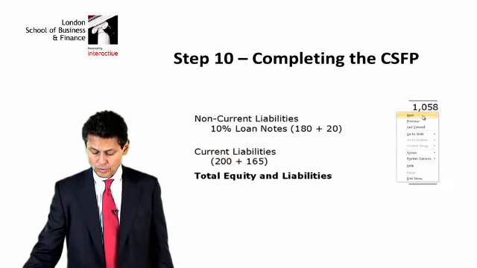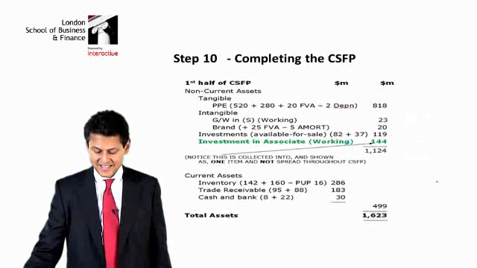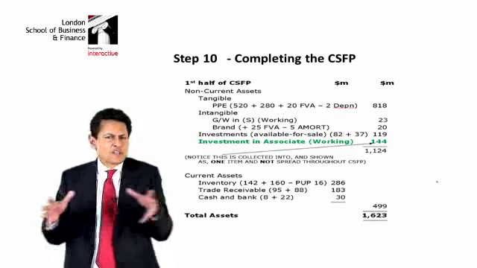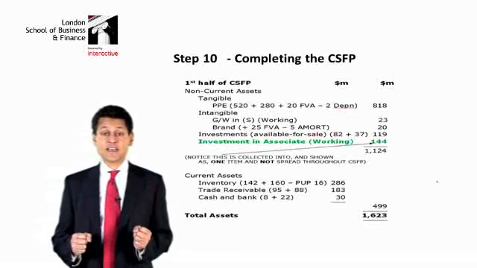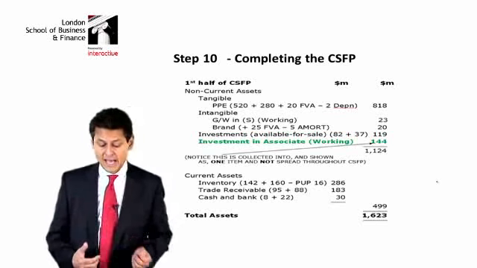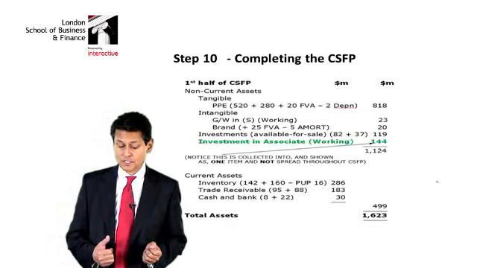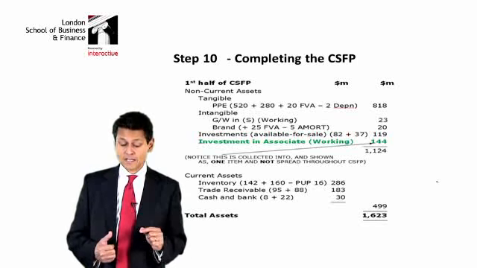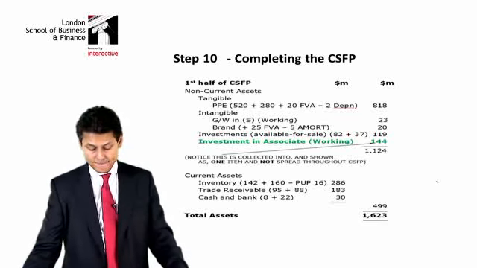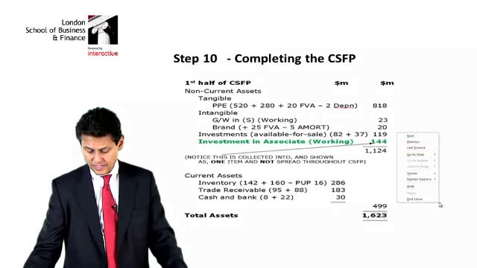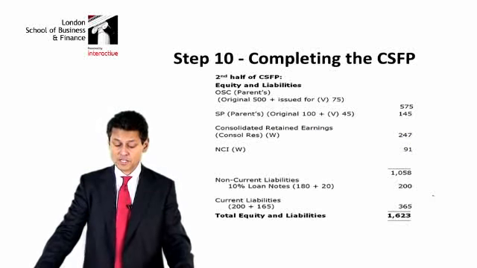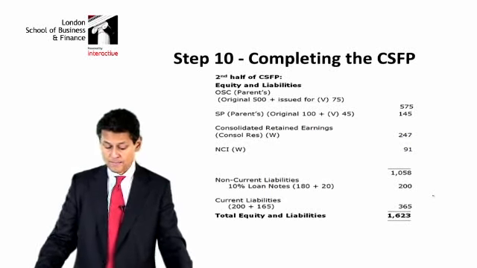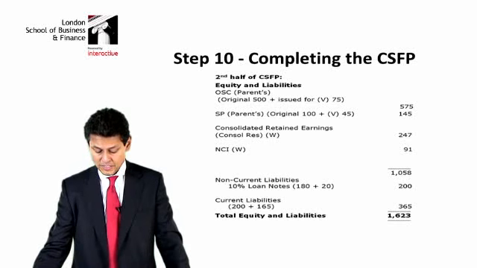All very straightforward indeed. So I thought I'd put together, even though the print is quite small, the first half of the CSFP. So do have a look at that. Notice where the associate goes in just as a one-line item. And as far as the second half of the CSFP is concerned, you bring in the share capital, the share premium, and the various bits and pieces. So please revise that.